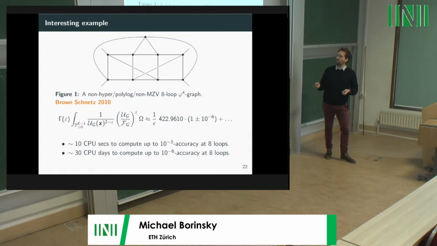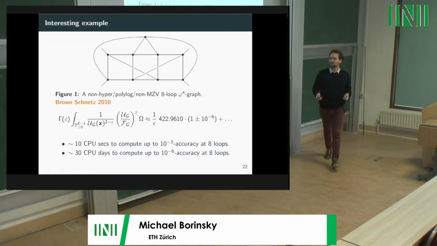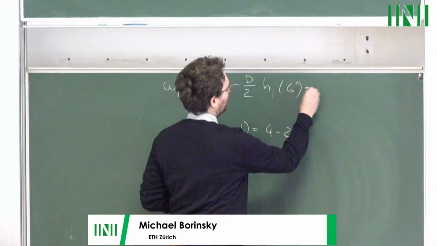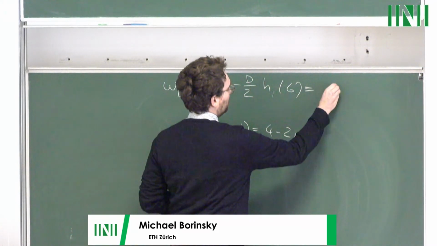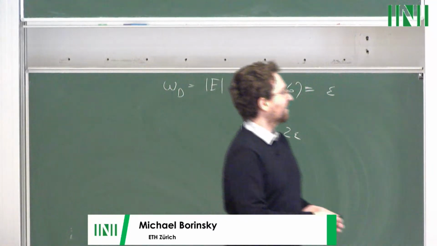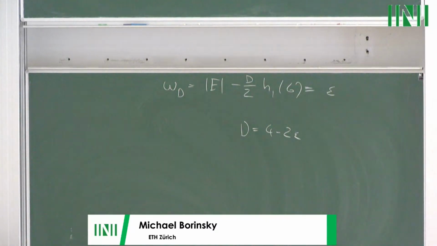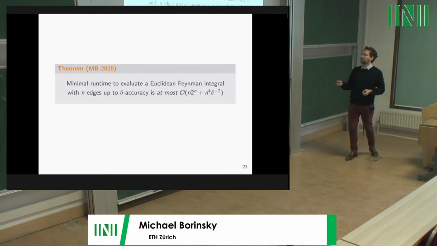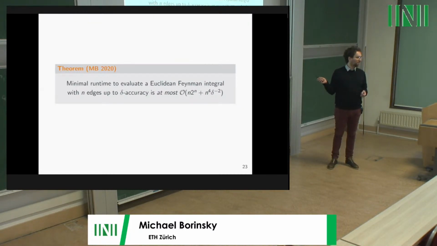Epsilon is the dimensional regularization parameter. So in this formula, typically people are interested in this number. So this thing here for this graph ends up being, in this specific example, epsilon. Right, yeah, so these epsilon expansions are also important, and they can also be computed using this approach.